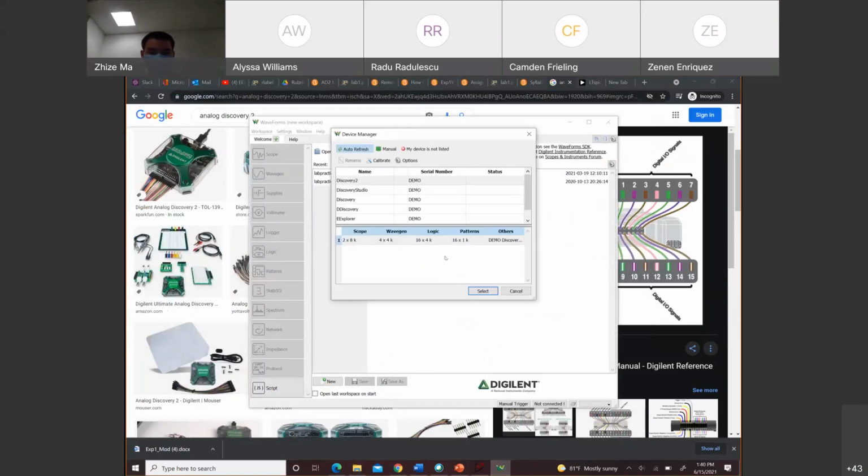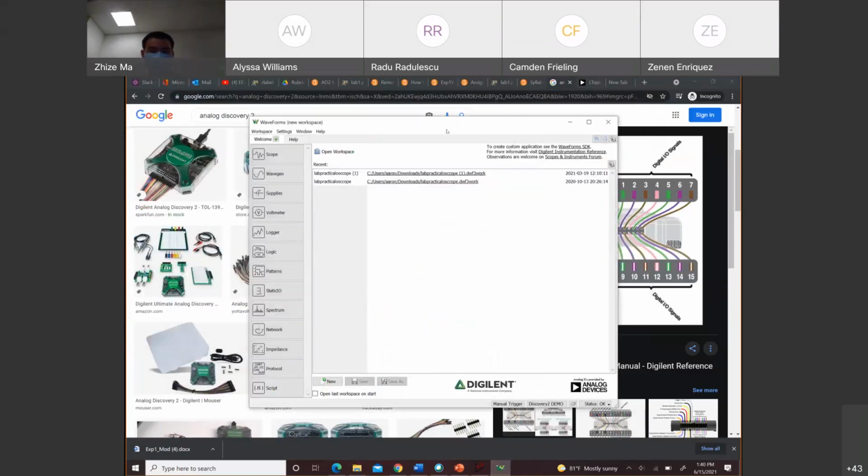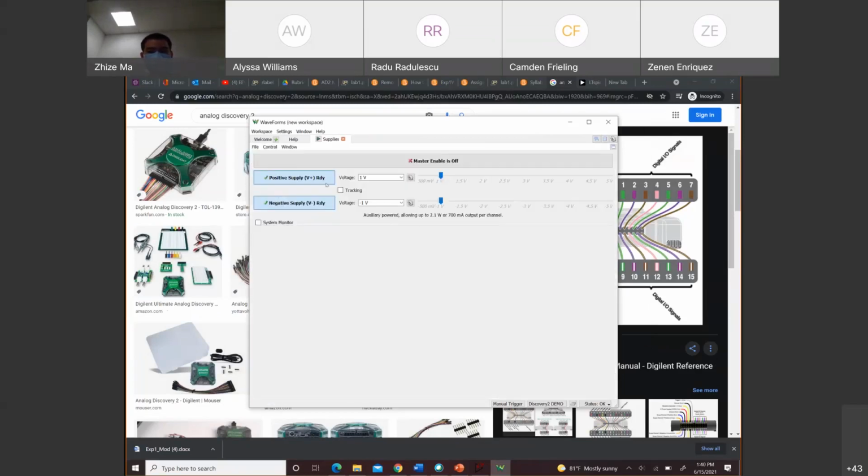So I don't have the AD2 connected, so I will just use demo mode. For those of you who have AD2, you can connect the AD2 to your laptop. And if you check the left part, there is a function menu. If you click on the supplies, that's the function that controls the DC power. You can input whatever you want in here, but the maximum is 5 volt.